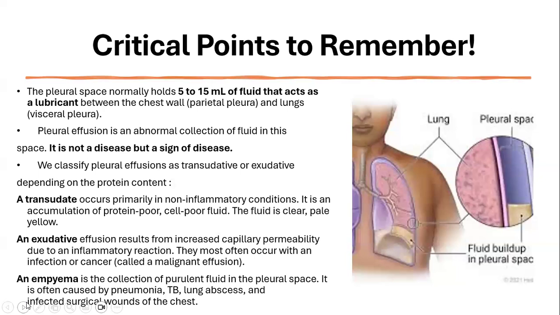And also, there is another type of complication. It is empyema. It is the collection of purulent fluid in the pleural space. It is often caused by pneumonia, tuberculosis, lung abscess, and also infected surgical wounds of the chest.